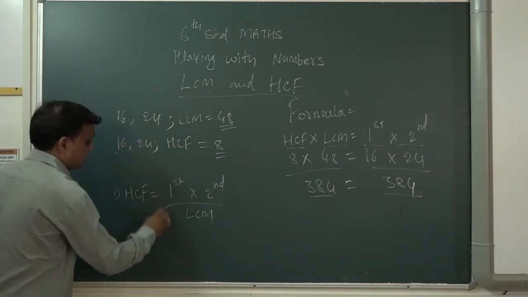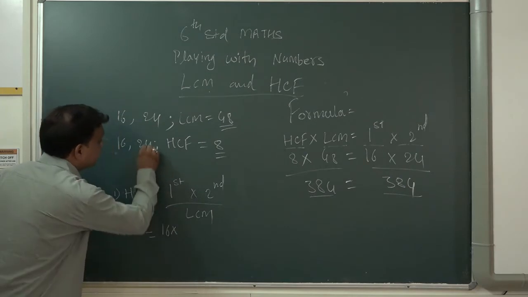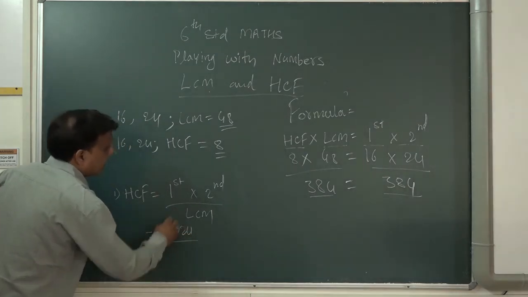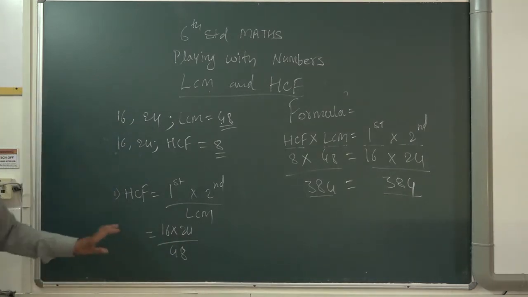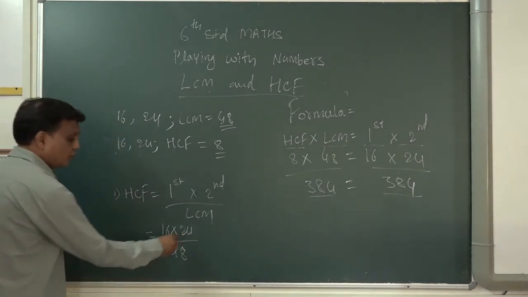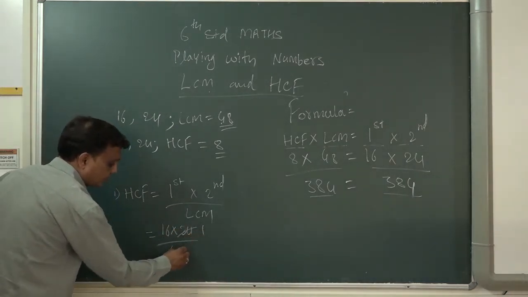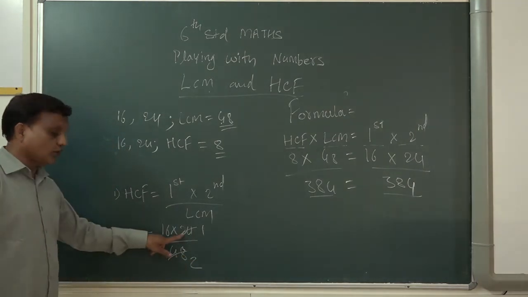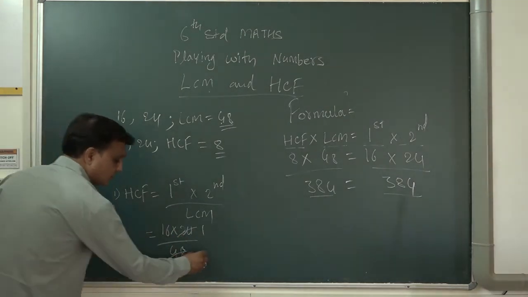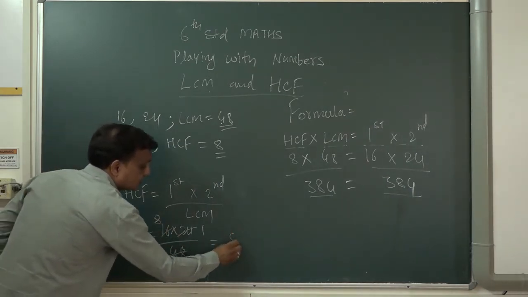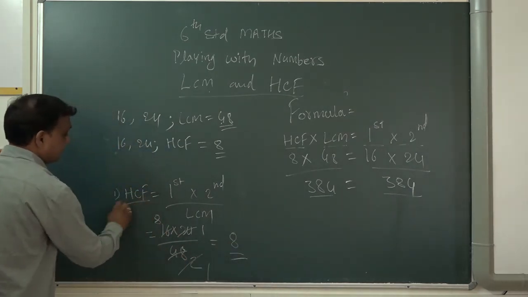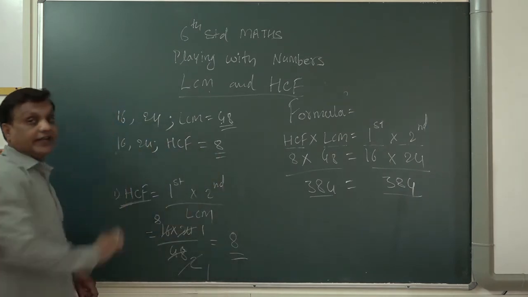First number we have 16, multiplied by second number we have 24, and LCM we have 48. Now you have to multiply this and then divide. So how you have to do? 24 ones are 24, 24 twos are 48. 2 ones are 2, 2 eights are 16. So what is the answer? 8. So the HCF is 8. Already we found it.